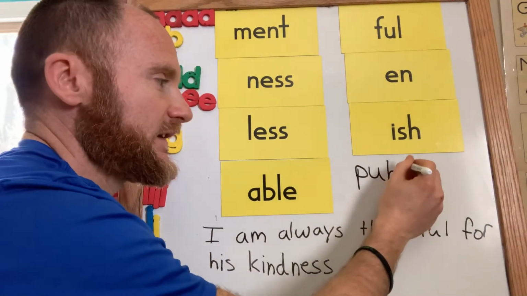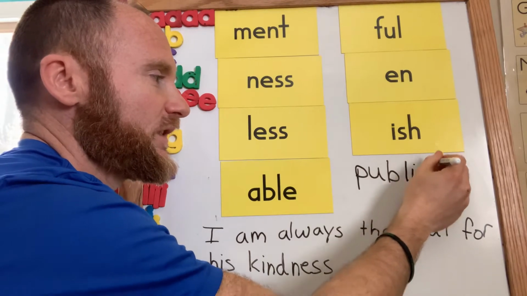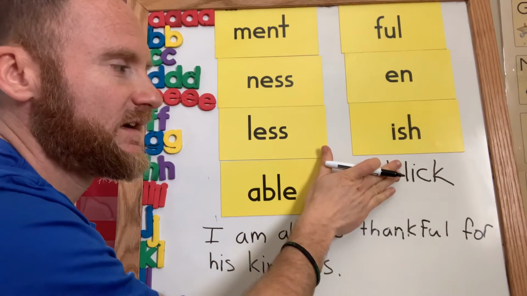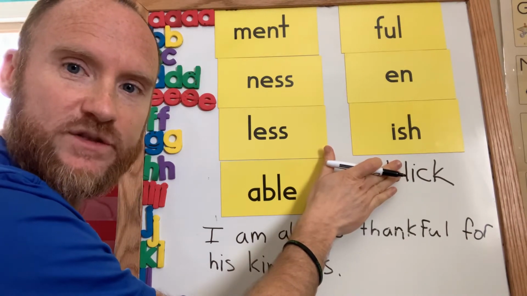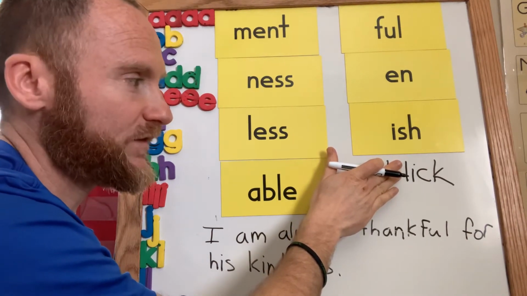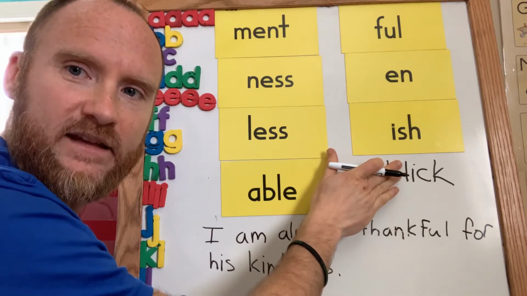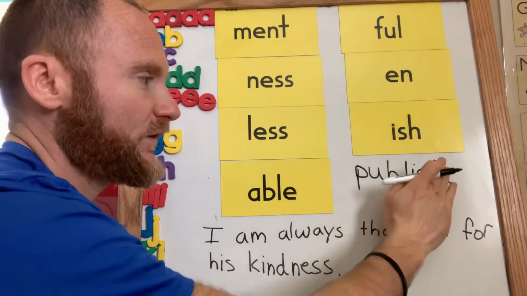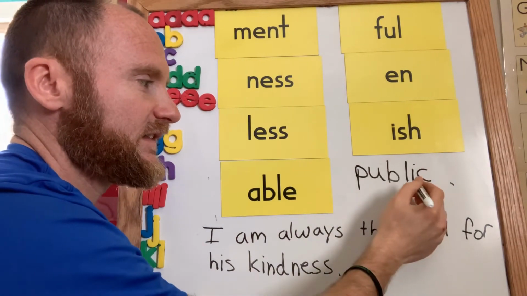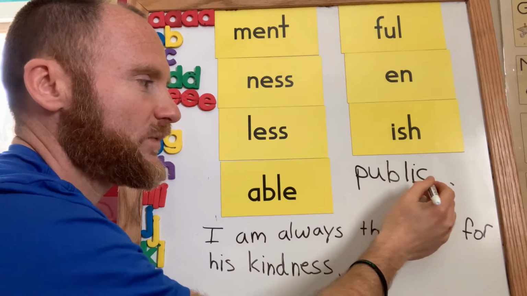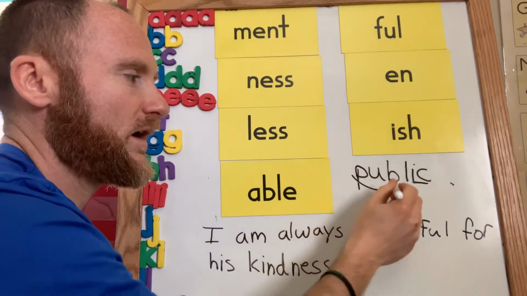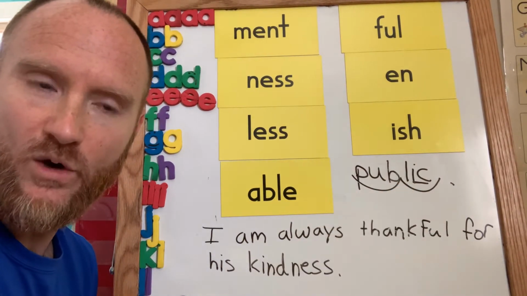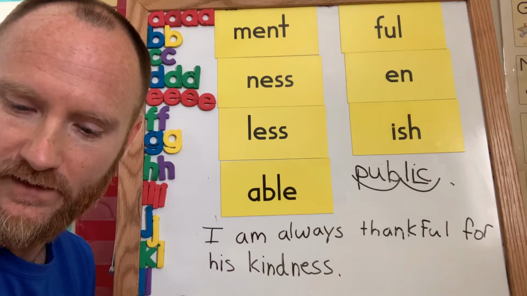Now normally, you would think it should go like this and have the CK at the end, right? Because a CK goes after that short vowel sound. But why is it not CK in this word? It's because it's a multi-syllable word. So this one gets that IC, okay? Everybody see that? That IC? So public, okay? Because it's a two-syllable word, we're not going to put that CK in there, all right?